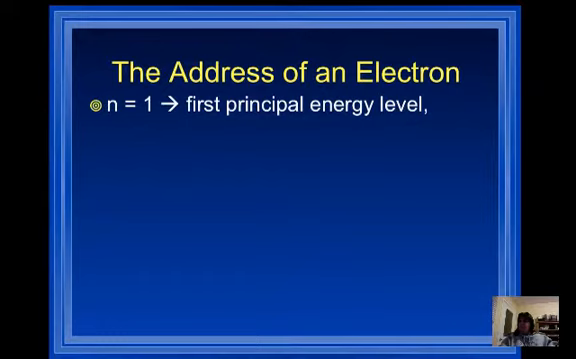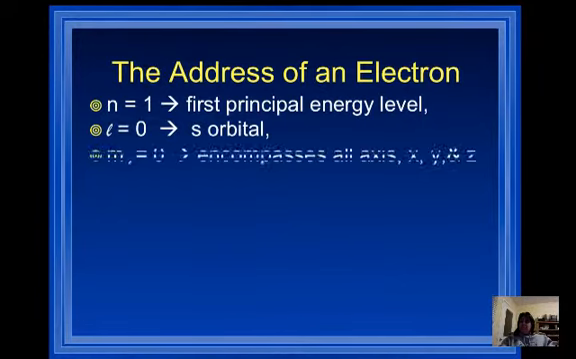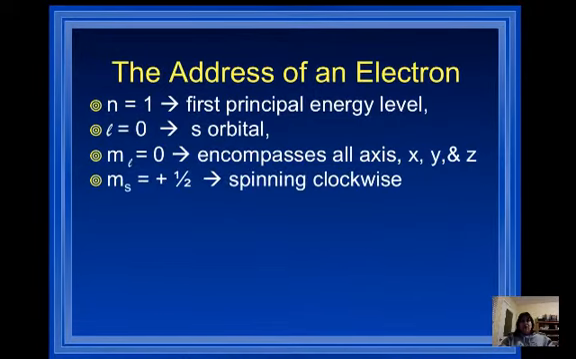And then positive a half would tell me that it's spinning clockwise. So again, this is what I just stated. The first number, first principal energy level. The second number is the s orbital. The third number encompasses the orientation in the x, y, z axes. And the fourth number means that it's spinning clockwise. Positive a half is clockwise, negative a half is counterclockwise.